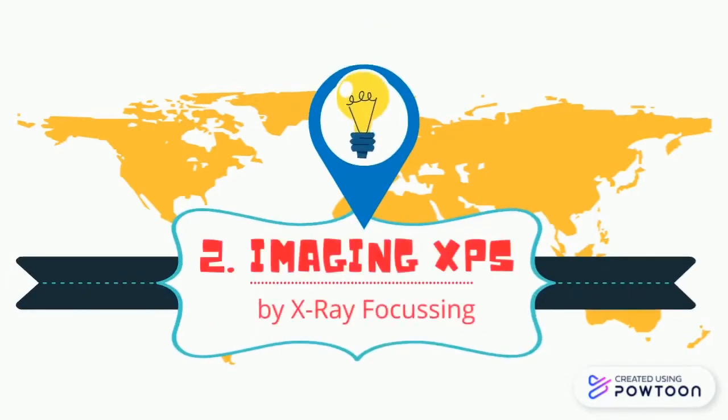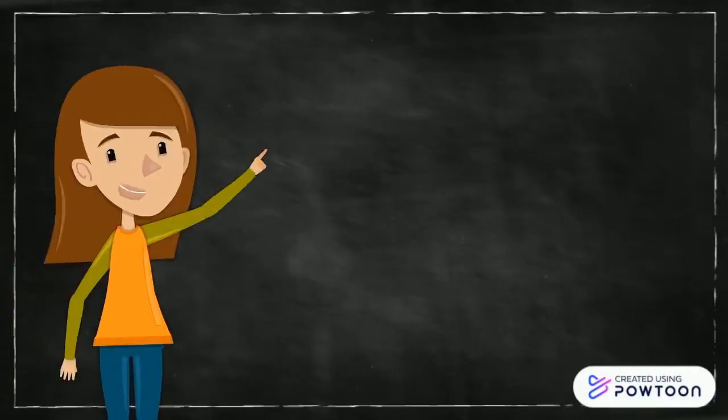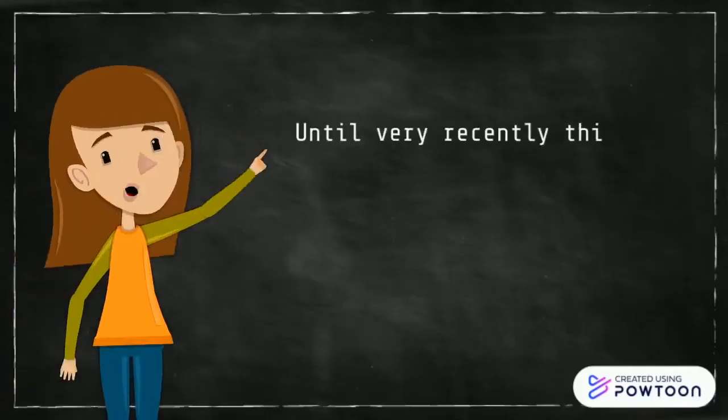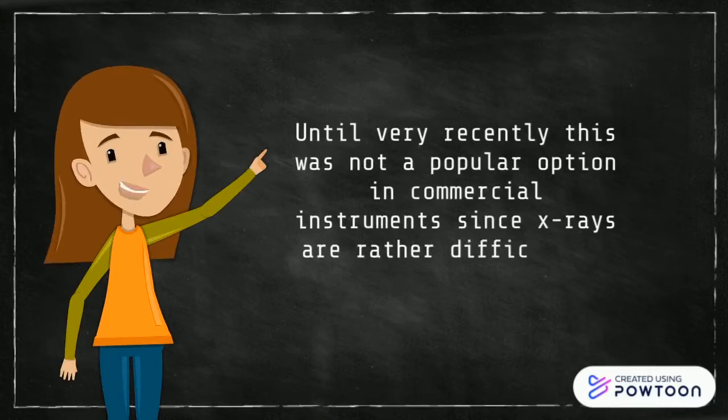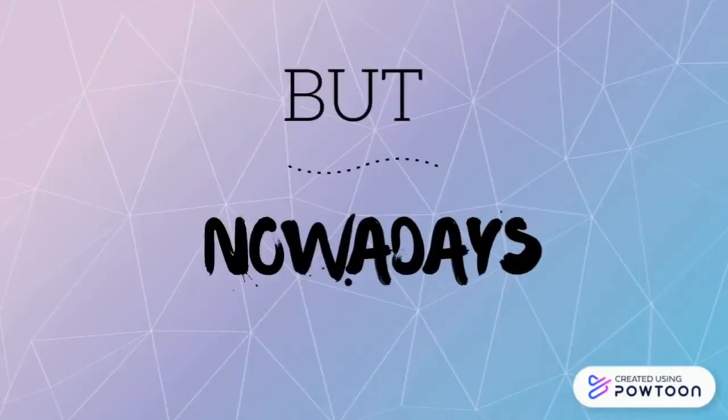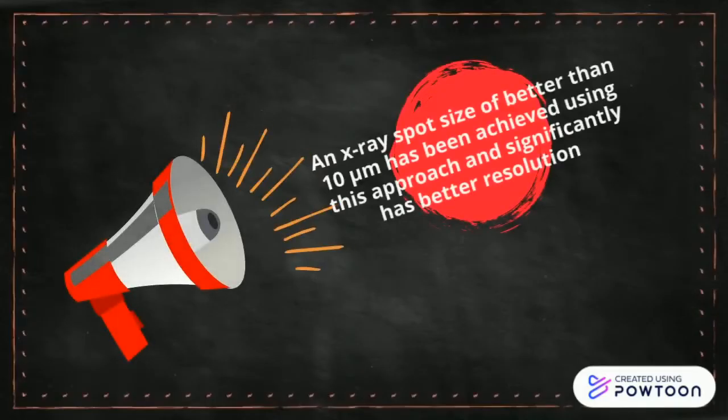Two, imaging XPS by X-ray focusing. Until very recently, this technique was not a popular option in commercial instruments, since X-rays are rather difficult to focus. But now this is different. It's different because an X-ray spot size of less than 10 micrometers has been achieved using this approach, with significantly better resolution.